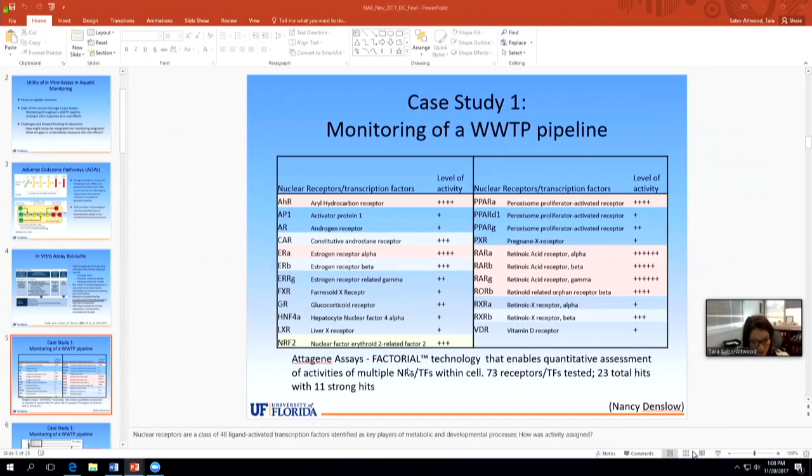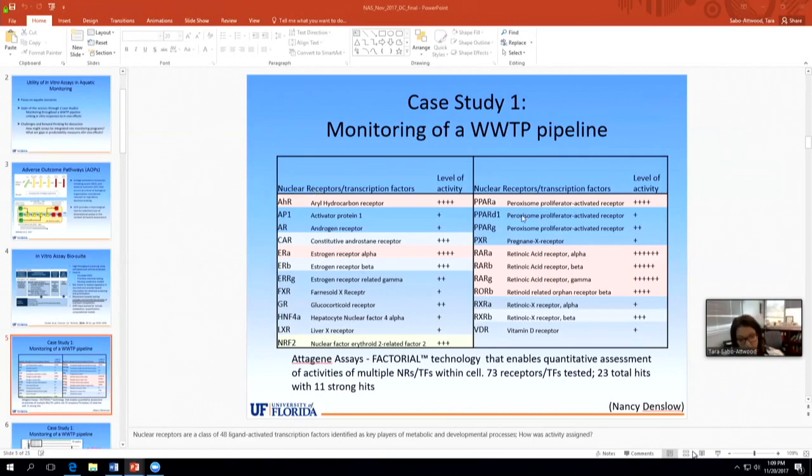One assay available through Attagene, as just an example, enables quantitative assessment of 73 nuclear receptors and transcription factors and their associated activities simultaneously in cells. And they target things such as the aryl hydrocarbon receptor, estrogen receptor, which has already been talked about today, and things like retinoic acid receptor. And so if you look at these assays in response to a complex wastewater treatment effluent, out of 73 targets, they saw that there were 23 total hits, 11 that had what we're calling high activity, which is shown here in this table.